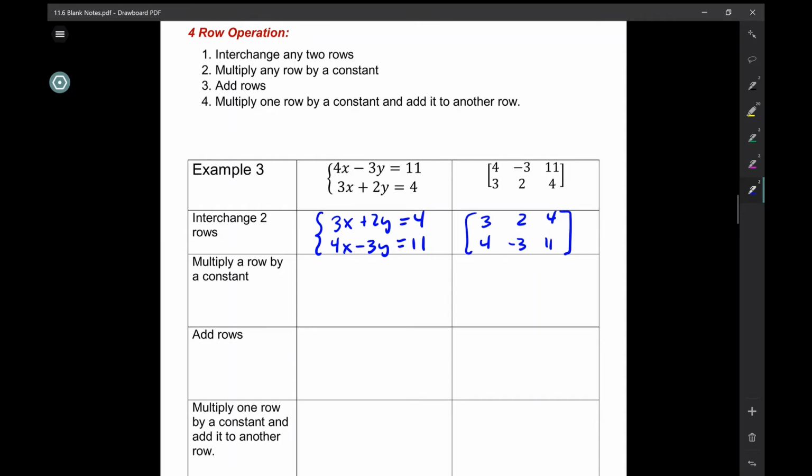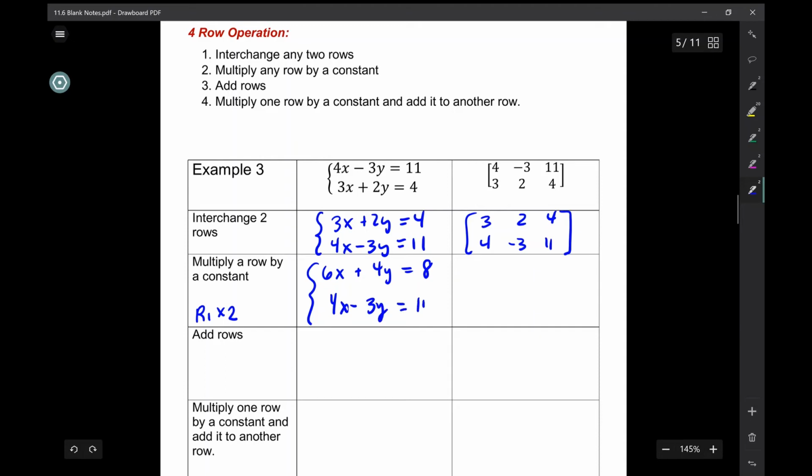Multiply a row by a constant. Well, remember when we did elimination with our systems of equations? Lots of times we would multiply a row by a constant, especially if we wanted to add it to another row. So let's just multiply row 1 by 2. So that would be 6x plus 4y equals 8. This is still the same equation, going to produce the same solutions as 3x plus 2y equals 4. This one was left alone. In our matrix, this would be the same as taking that row and multiplying row 1 by 2, which would be 6, 4, 8, 4, negative 3, 11. And actually, maybe I should have done this with our original matrix, but whatever.